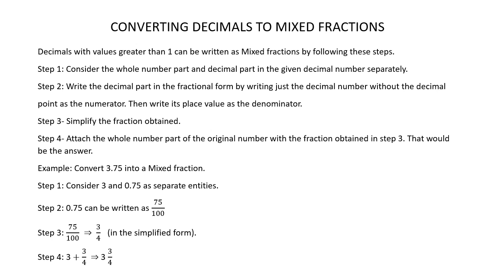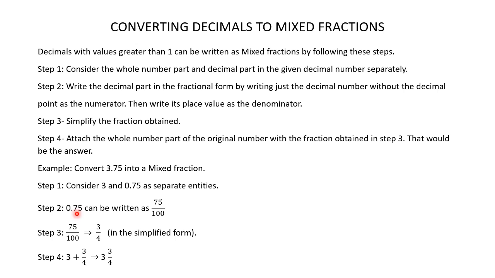Now let's understand this with an example. Convert 3.75 into a mixed fraction. First, you have to consider 3 and 0.75 as separate entities. The whole number 3 and the decimal part 0.75 as separate entities. Now 0.75 can be written as 75 by 100.